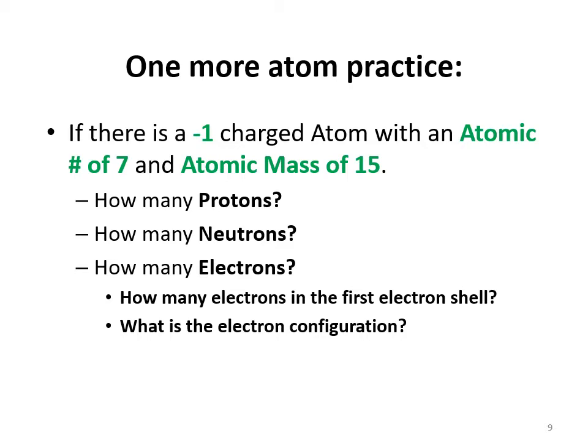I could then ask you what's the electron configuration. So that would be just like the way you drew it before. So the first electron shell would have 2 electrons in it. So you would write 2. And then the second one would have the remainder. So if you have 2 in the first one, and you have 8 total, then the second one would have 6.